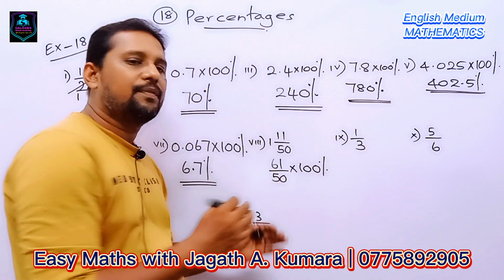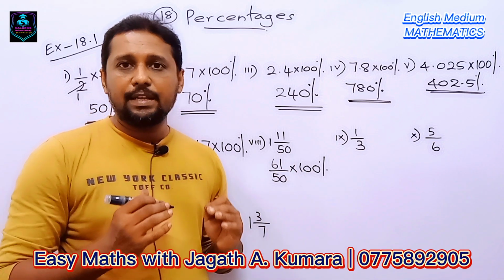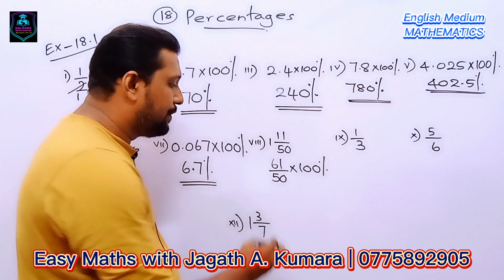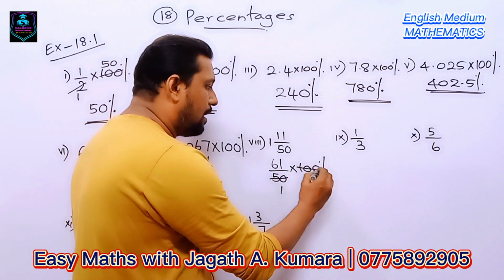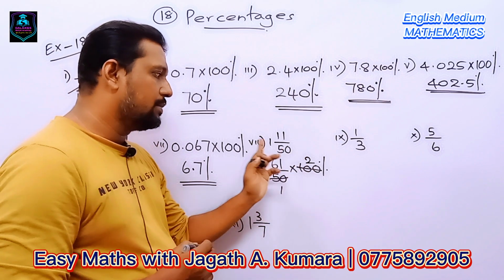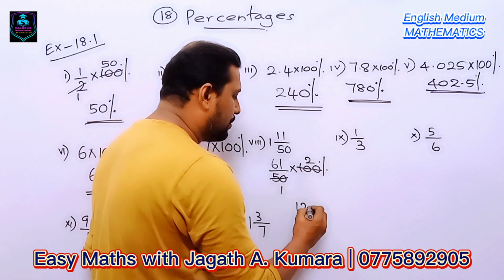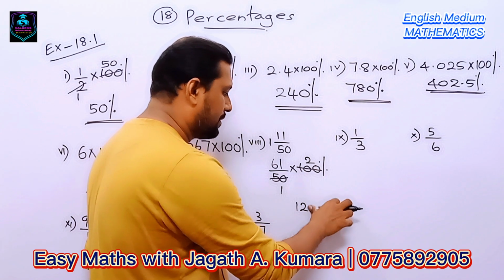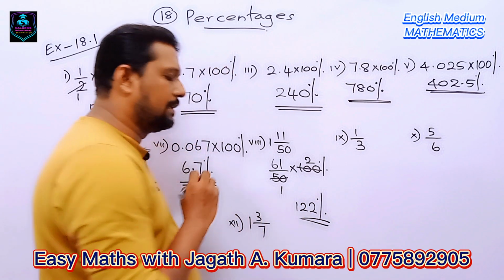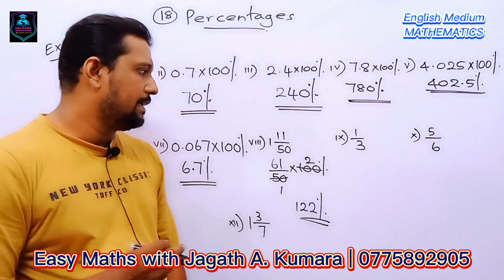Now you can simplify numerator and denominator values. 50 and 100 we can divide by 50. 50 divided by 50 is 1, 100 divided by 50 is 2. Then you can multiply these two values, 61 and 2, 61 multiplied by 2, to get 122%. Right? It is number 8.